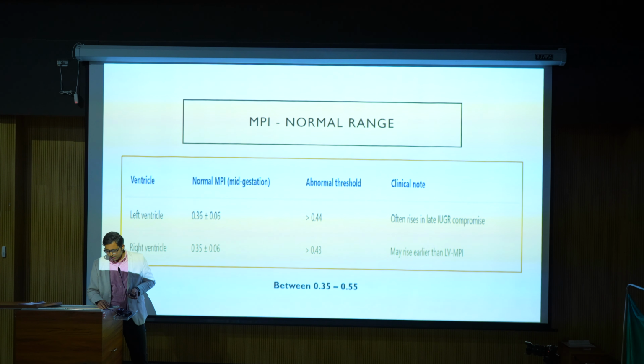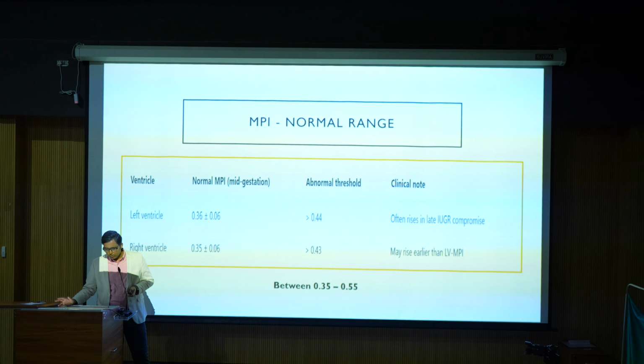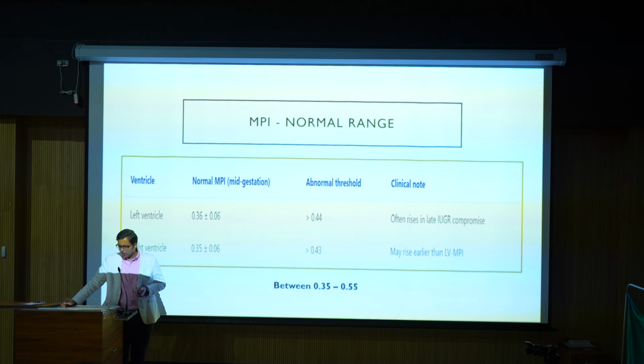So the normal range, anything between 0.35 to 0.55, is normal, almost equal for the left and the right ventricle. Values of 0.35 to 0.45 in mid gestation are good enough. In the third trimester, we can expect that the MPI value may go up to 0.55.